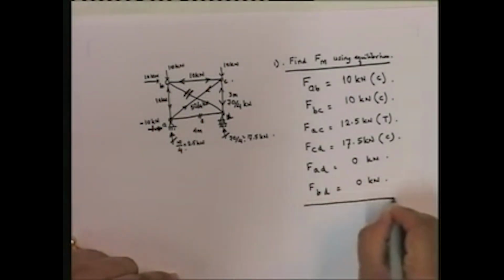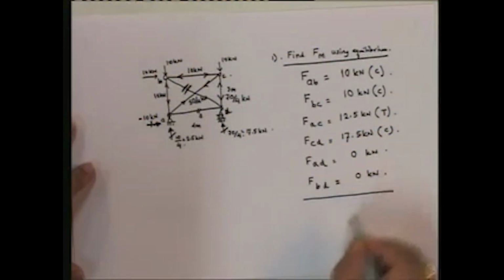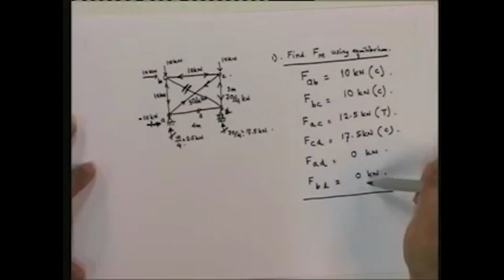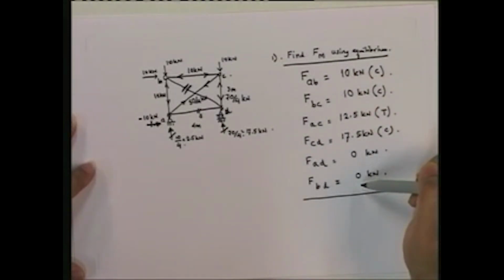Now what's the next step? The next step is actually to find the deformations in all the members. That's very important. We need to find the deformations in all the members. And what are the deformations in each member? Please look at it. These are all axial forces. So what are the deformations in each of the members?